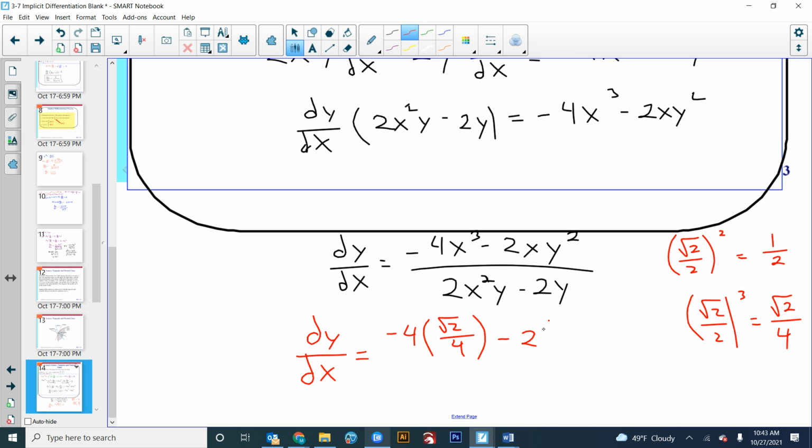Minus 2x. X is radical 2 over 2. Ooh, that's going to cancel nicely. Times y squared, which is 1/2. Over 2 x squared is 1/2.